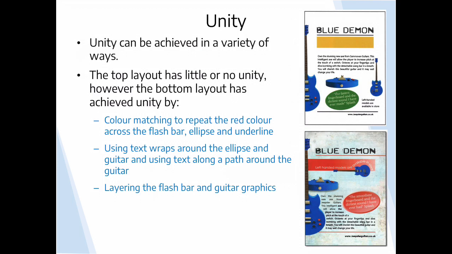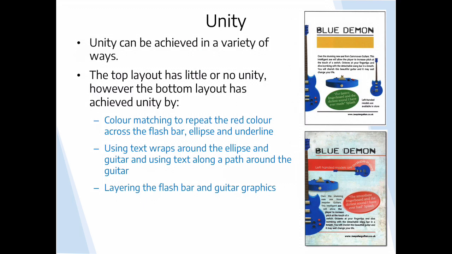So the example at the top right of the screen has little or no Unity. Nothing seems connected, nothing seems linked, with the exception of the guitar. It looks pretty consistent because it's the same image viewed three different ways. Aside from that, the rest of the colours, the rest of the types of text used, etc., nothing really links with one another. Whereas in the graphic at the bottom, in the publication at the bottom of the screen, it has much better, much stronger use of Unity.